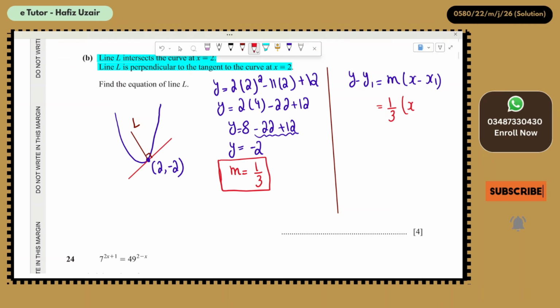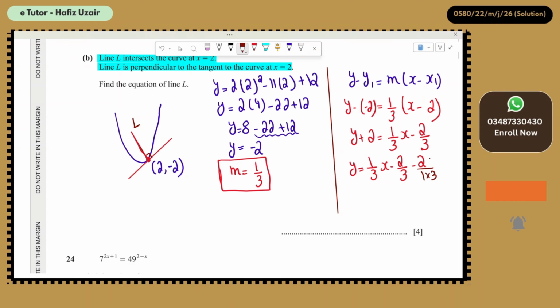Now this line L is passing through this point, and the coordinates of this point are x1 and y1. So x1 is 2 and y1 is minus 2, and here you will solve: y plus 2 is equal to 1 over 3 (x minus 2) by 3. Now y will be equal to 1 by 3x minus 2 by 3 minus 2, and if you make the denominator the same, that will be 3 over here. So y will be equal to 1 over 3x minus 2 by 3 minus 6 by 3.